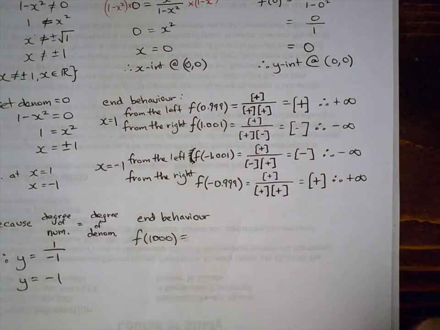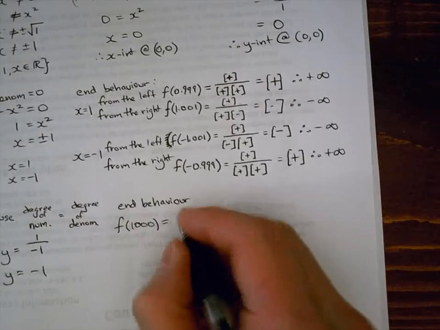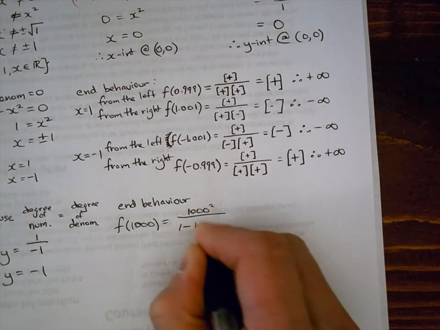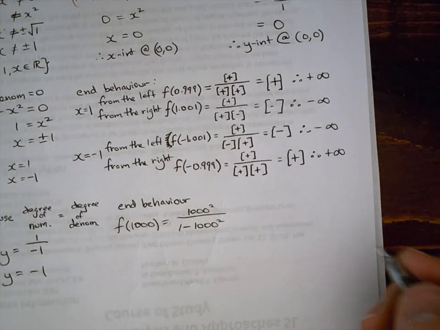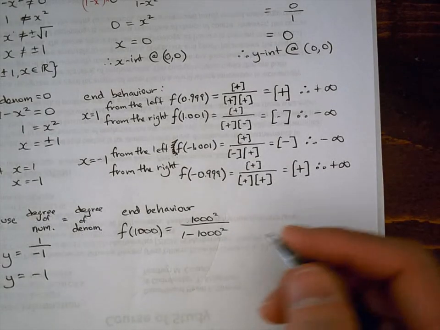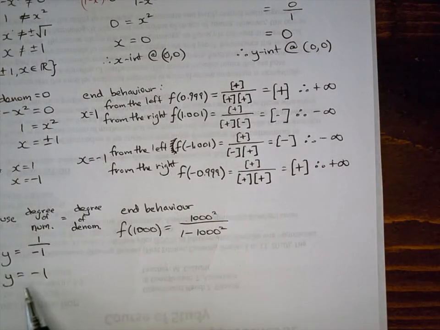And then do the same with the negative. So anyways, let's start here. I'm going to sub in 1,000. So I get 1,000 squared over 1 minus 1,000 squared. Now it's going to be hard to do that in your head, but you can't really use a plus or minus situation like we did here, because we're looking at what happens at y equals -1.